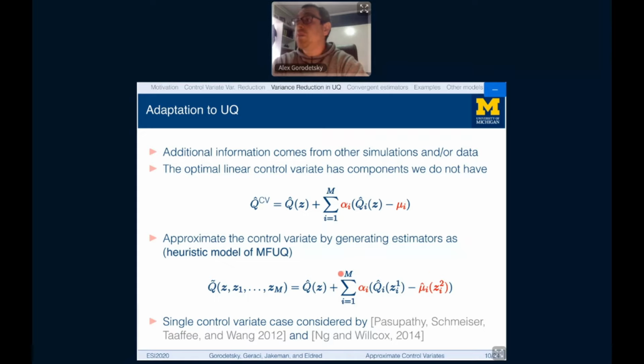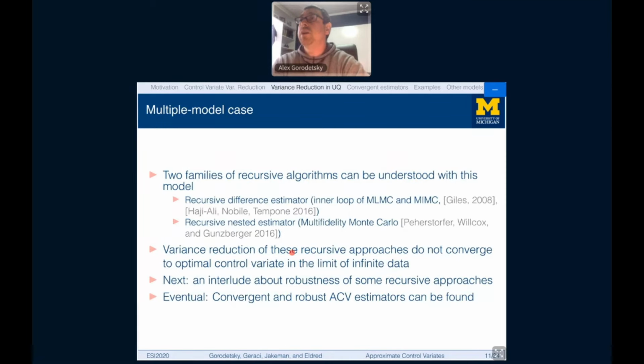When there's a particular model, so when m is equal to 1, there's one low fidelity source. This is exactly the approach taken by Pasupathy 2012, by Leo Ng and Kieran Wilcox in 2014. Now, when there's multiple models, there's multiple options for how you handle this, how you distribute the evaluations amongst the Q and the mu. And there's two general families that are commonly used in the literature.